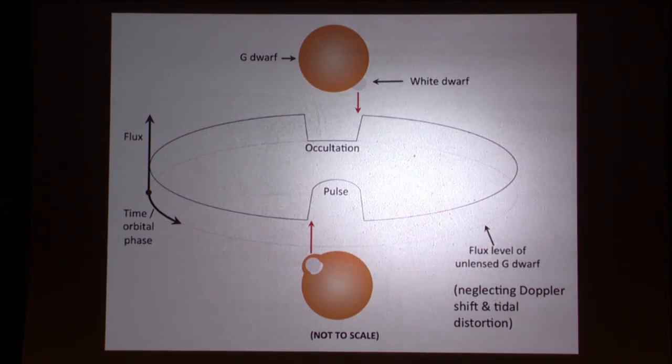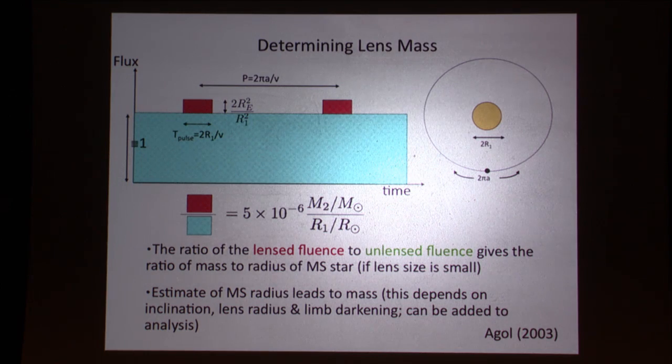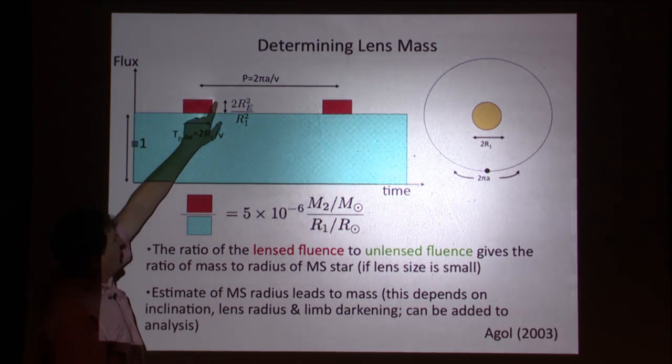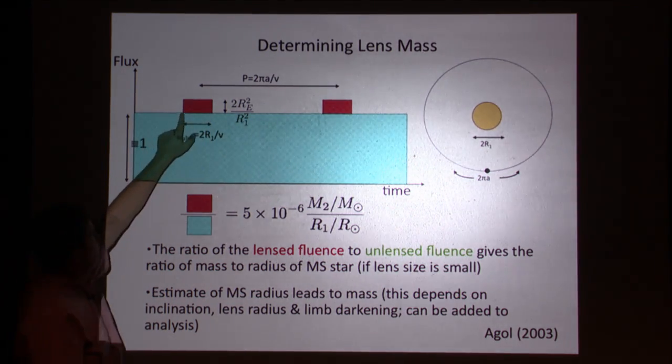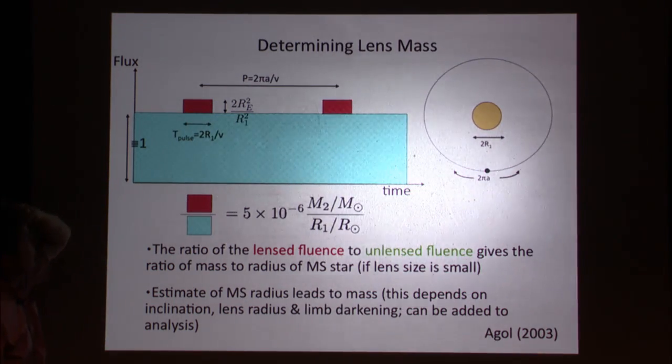Okay, so you can use these data to measure the mass of the white dwarf. This is kind of a cartoon of how this works. The magnification of these pulses, if I neglect limb darkening, would just look like a top hat profile.